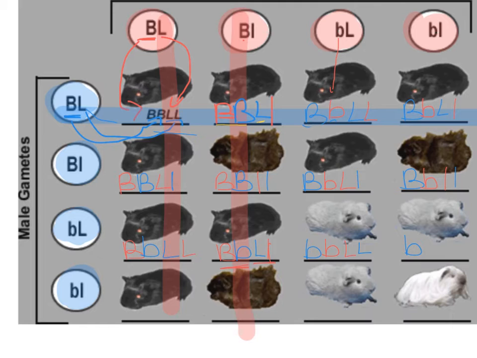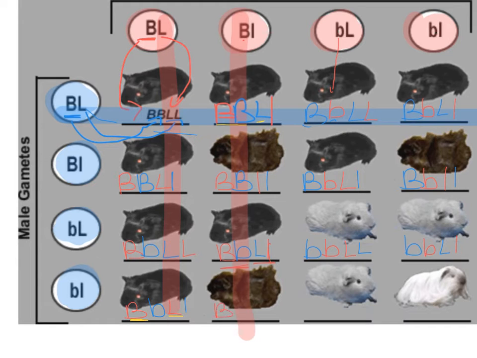Little b, little b, big L, little L, big B from Mom, little b. Okay, Mom gave a big L, so that's going to go first. Dad gave a little L. So again, within my B's, big B went first, and then my L's came, and my big L went first.